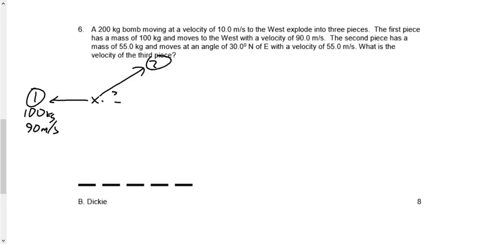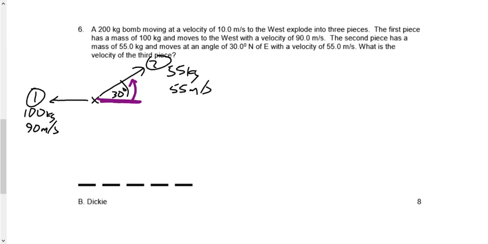Initially, I'm going to draw it as if the object is at rest. Okay, there's my explosion point. I've got one piece going off this way. Piece number 1, it's 100 kilograms. It's got a velocity of 90 meters per second. I've got piece number 2 going at 30 degrees north of east. That's going to be up here. Okay, this is 30 degrees, and this is measured from the east, but north from the east. The mass of this one is 55 kilograms, and its speed is 55 meters per second.